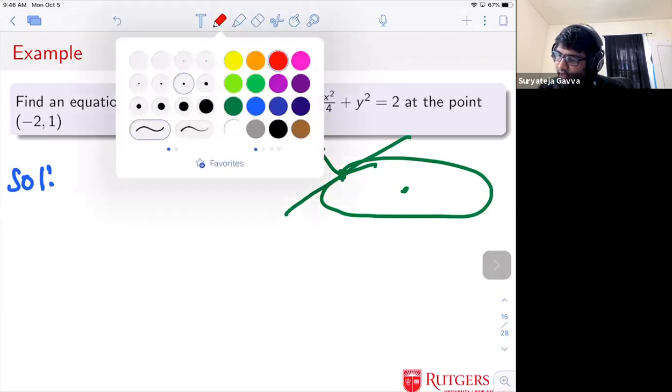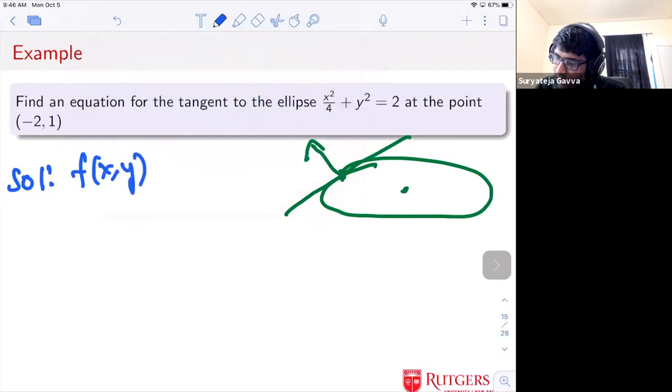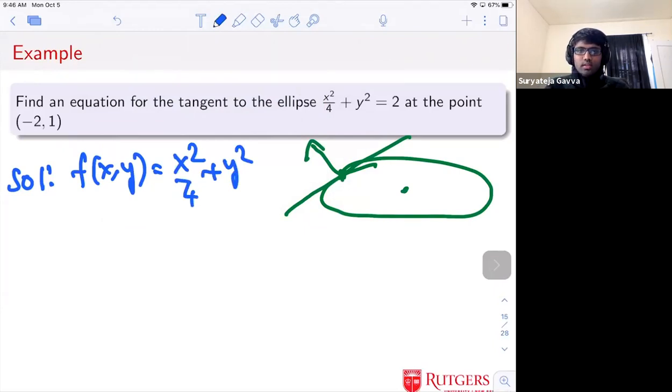So this is some ellipse, and you want to compute this tangent line. First let's compute the gradient. So f of x, y is, say, x squared over 4 plus y squared. Right, so this ellipse is the curve which is x squared over 4 plus y squared equals a constant, or you can take minus 2 as well, it doesn't matter. This curve is the level curve for this function, x squared over 4 plus y squared. An ellipse means that this quantity is constant.